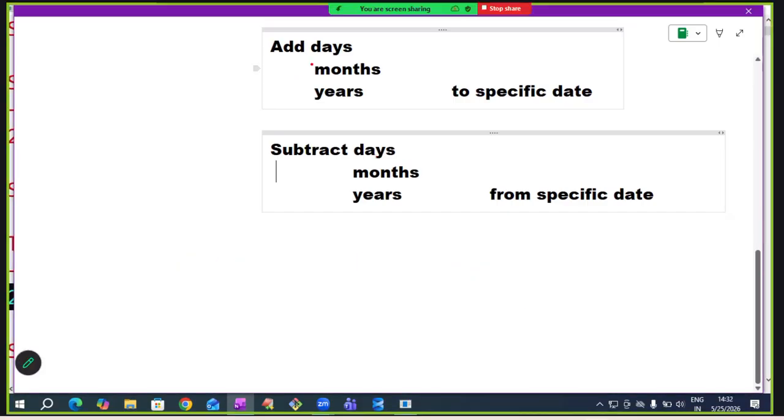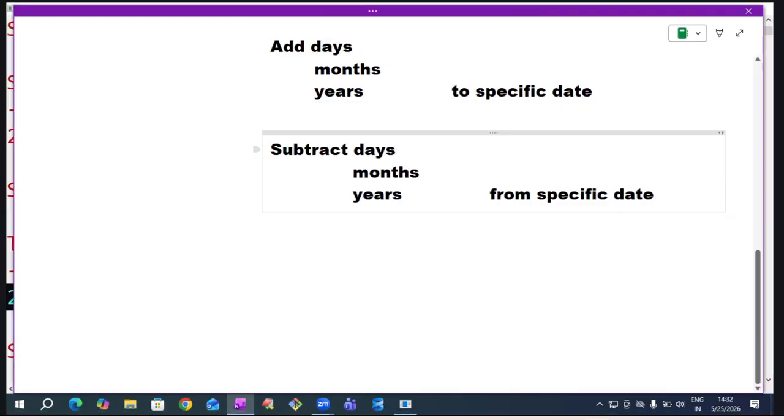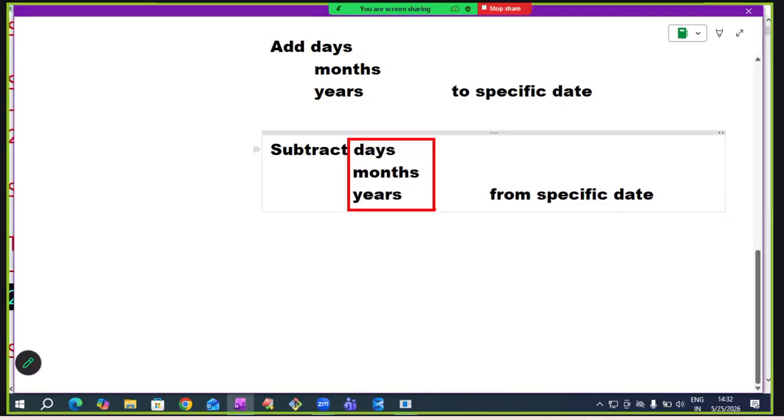Okay, so like this. In total we need to know 6 cases, sir. To work with future dates, add. To work with past dates, subtract. For example, I want to find yesterday's gold rate. Yesterday, what was the gold rate?